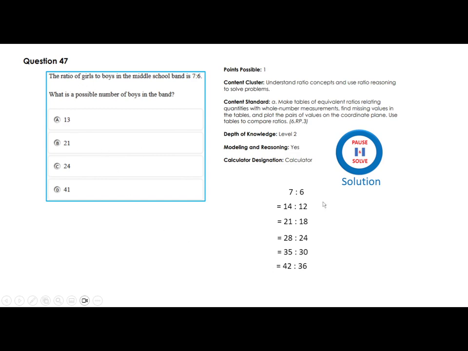So now 13 is not here. 21 is not here, so 13 is not correct, not good. 21 is not good. 24 is right here. That's good. 41 is not here. Okay? So a possible answer is 24.